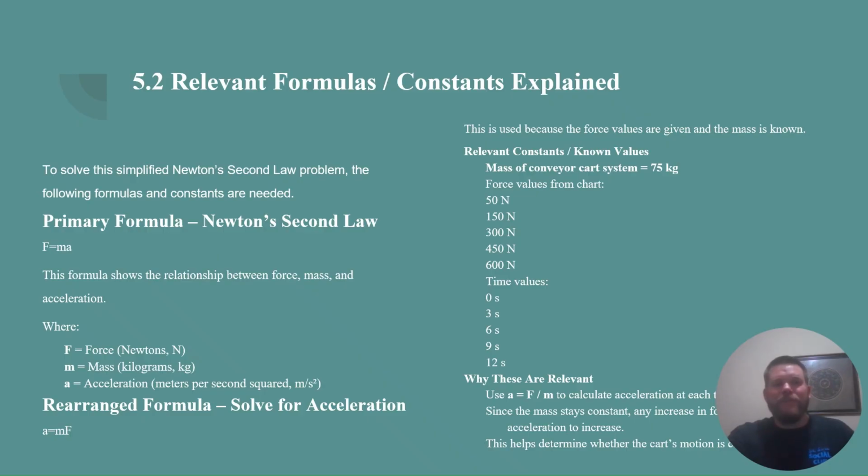Relevant formulas and constants explained. To solve this simplified Newton's second law problem, the following formulas and constants are needed. Primary formula, Newton's second law: force equals mass times acceleration. This formula shows the relationship between force, mass, and acceleration, where F equals force in newtons, M equals mass in kilograms, and A equals acceleration in meters per second squared.